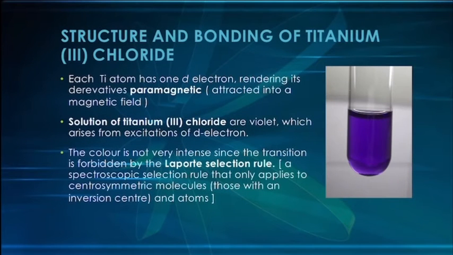Next, the structure and bonding of titanium trichloride. Each titanium atom has one d electron, rendering its derivatives paramagnetic, meaning they are attracted into a magnetic field. The solutions of titanium trichloride are violet, which arises from excitations of the electron. The color is not very intense since the transition is forbidden by the Laporte selection rule. The Laporte selection rule is a spectroscopic selection rule that only applies to centrosymmetric molecules and atoms.